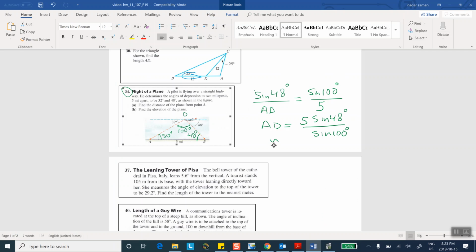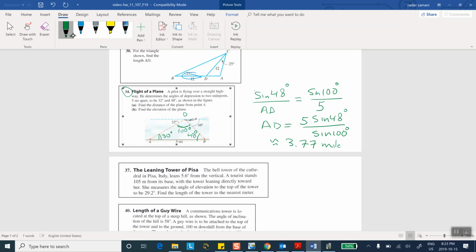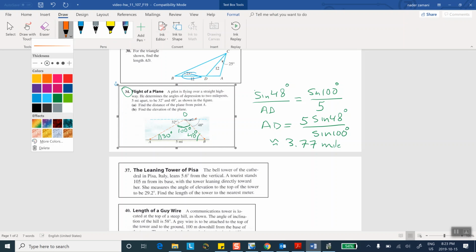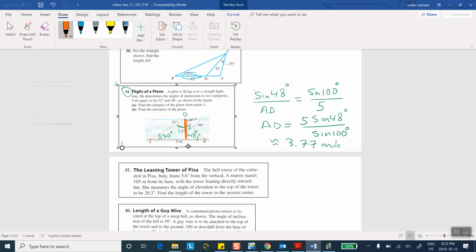So this is approximately 3.77 miles. Now the other one is the elevation. The elevation is this height, okay? Now that we got AD, which is approximately 3.77, in the right triangle that you see here, we can write down sine of 30 degrees.